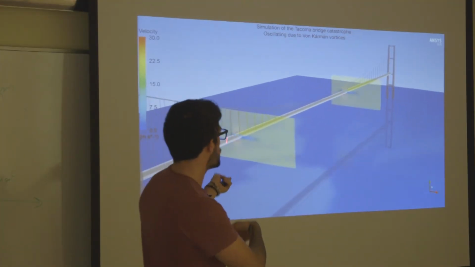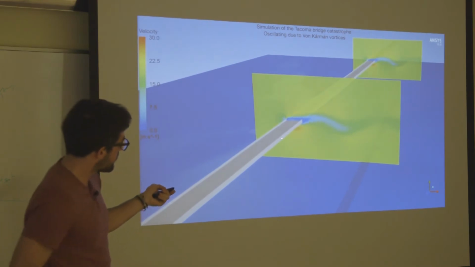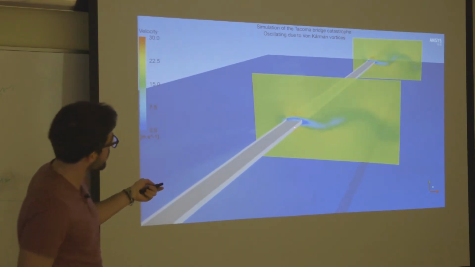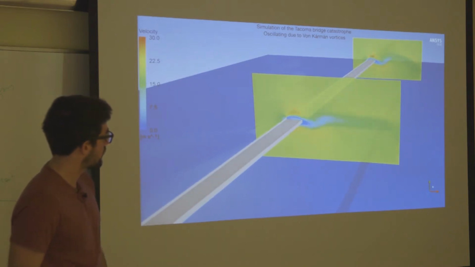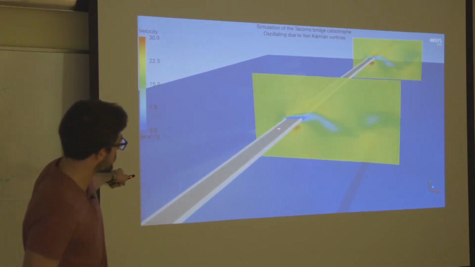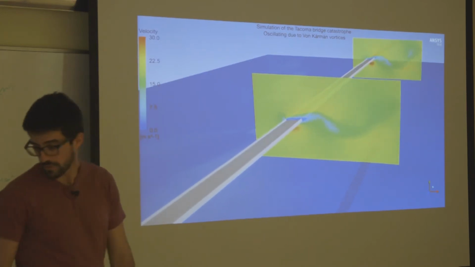So this is a numerical simulation of the Tacoma Bridge disaster. So you can see here the bridge oscillating due to the von Karman vortices that are formed here. So the wind is coming in this direction, and the bridge is oscillating due to the vortices.